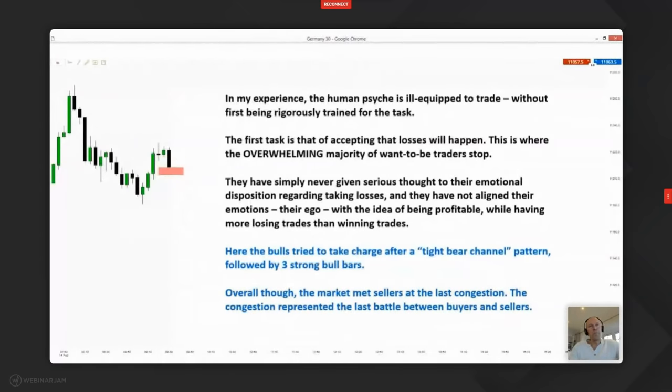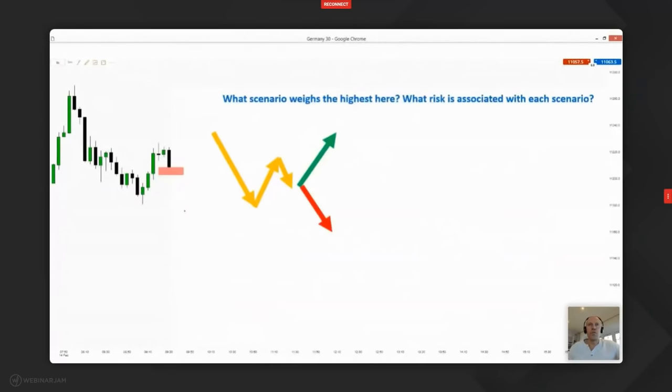Are you ready for the next one? So what I want to discuss with you is, what scenario weighs the highest here? What risk is associated with each scenario? So there's the bearish scenario. There's the scenario where we are saying the market is in a downtrend. We just had a little counter trend and we're headed lower.